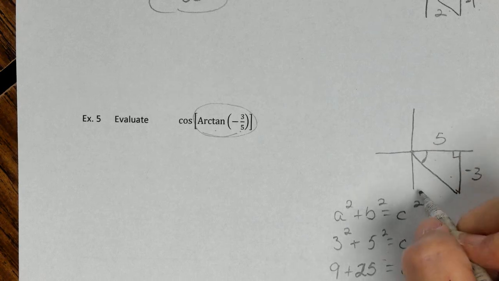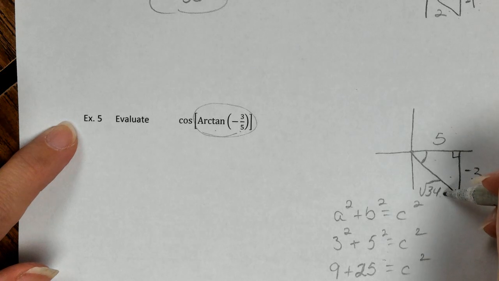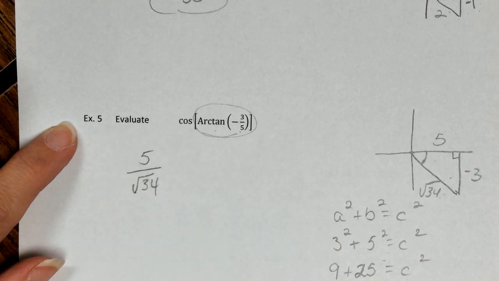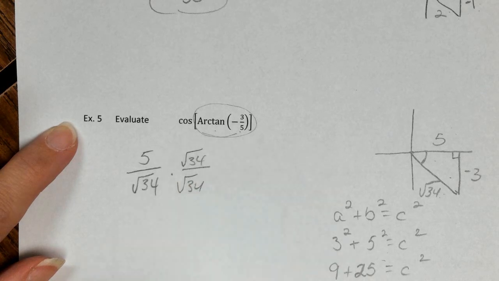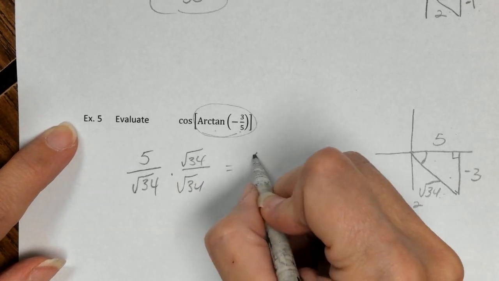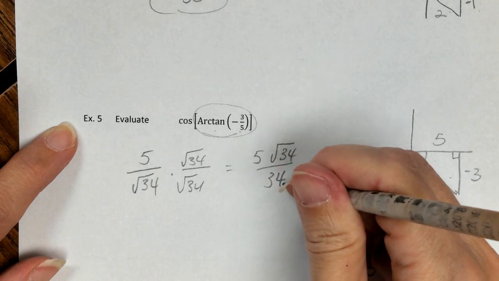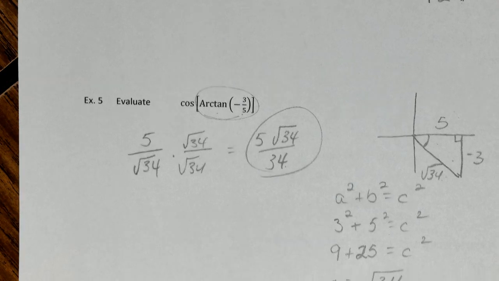Okay, so this is root 34, and now cosine is adjacent over hypotenuse. 5 over root 34, but we don't leave our answer with a radical in the denominator. So we do that. And we have to see if it reduces. This one doesn't. That's the answer. I kind of think these are fun. I hope you enjoy them.